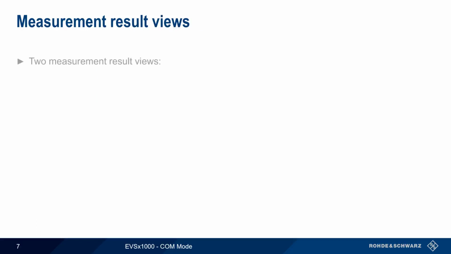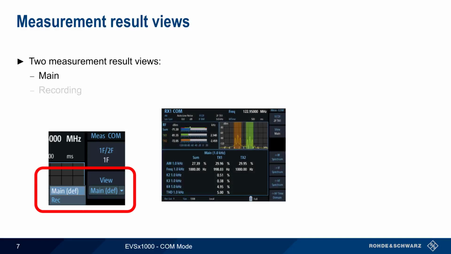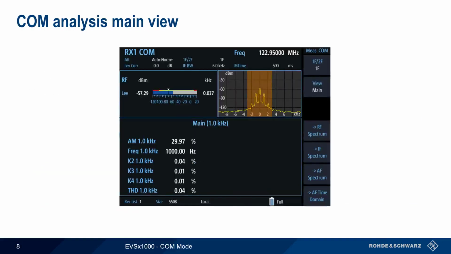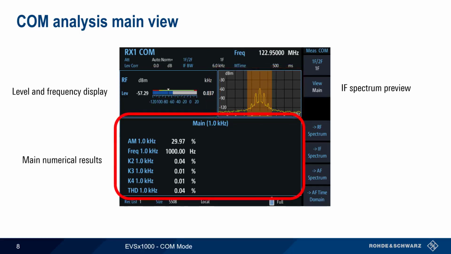There are two measurement results views in COM mode. These are Main and Recording. We'll start by looking at the Main Analysis view. The main COM analysis view is divided into three sections: the level and frequency display, which provides information on the power and frequency of the received signal; the IF spectrum view, which shows power as a function of frequency; and the main numerical results, which can be configured to show various measurements and parameters of the received signal.